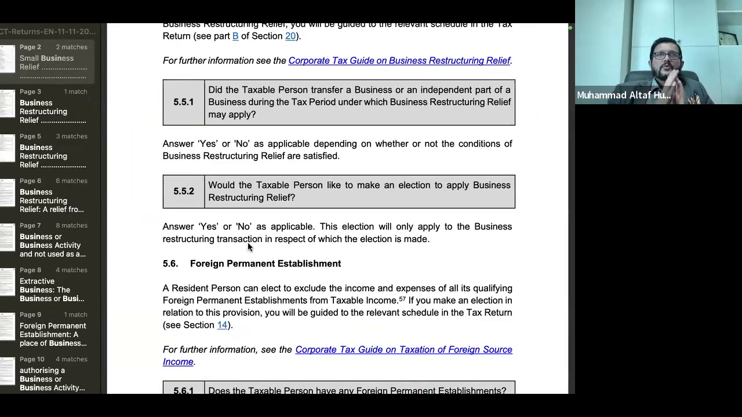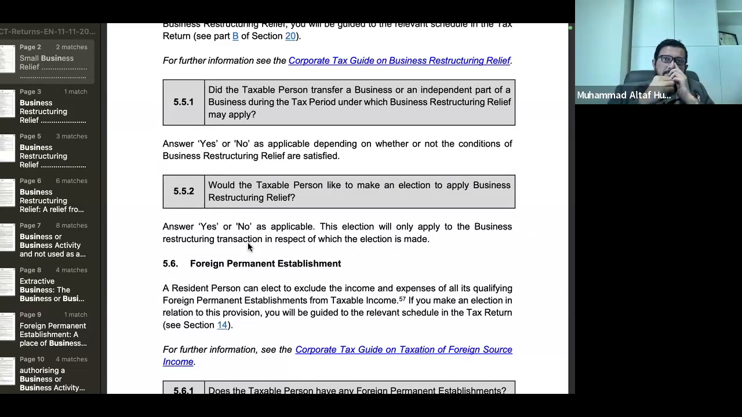This person who transferred their business as a going concern to another person has an option. They can either say that we don't want to take the business restructuring relief, or that we want to take this relief. Now think about it. When will the person want to take this relief? Only when there's a gain. If there's a loss, why would they want to take it? They'll say, oh, we incurred a loss, so they will not go for it. If there's a gain, they will not want the gain to be taxed, and they will opt for it.